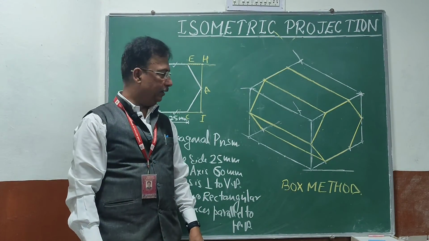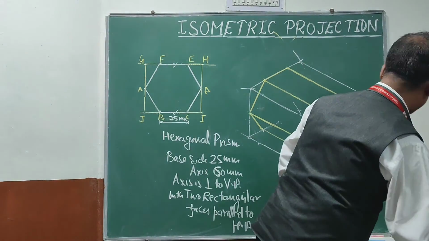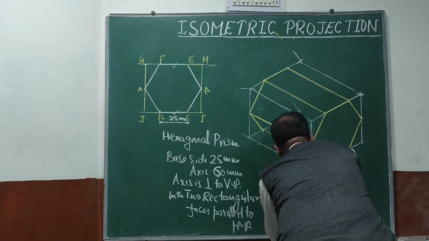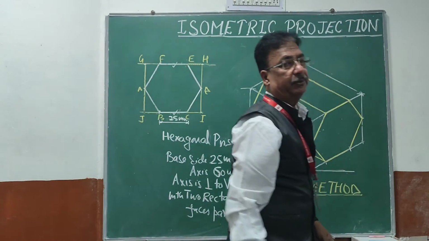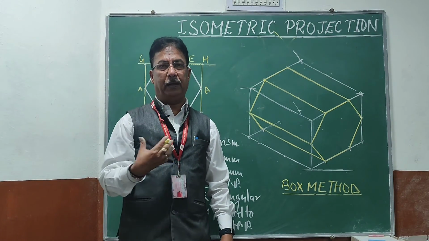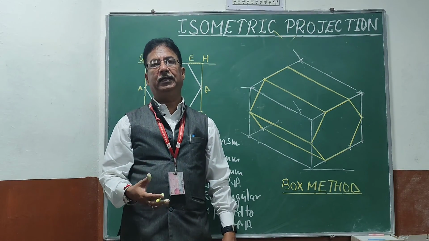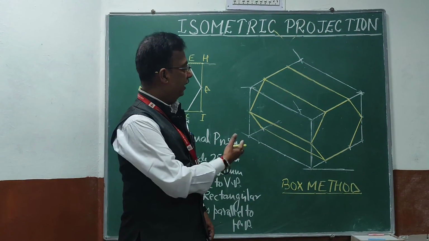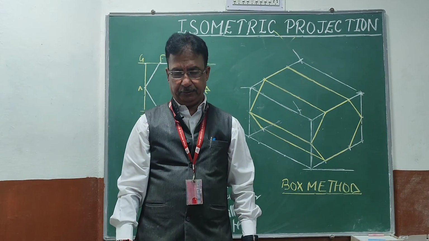I hope you understand. Just try to solve this problem. This is a very interesting method, known as the box method. For particularly small machine parts, machine objects, initially we bound the whole component inside a cuboid, then mark those points and finally finish the figure, and you can get the required isometric projection. Thank you very much.